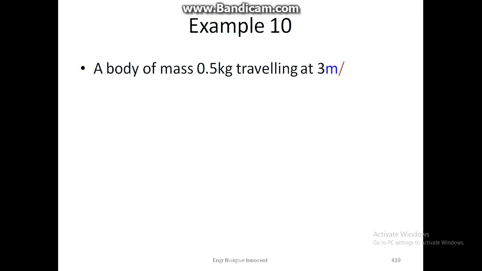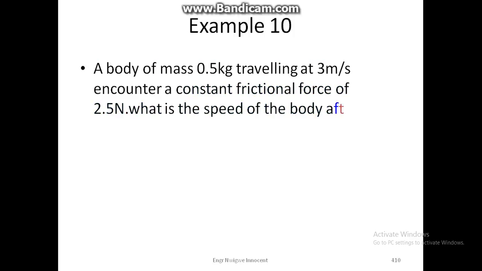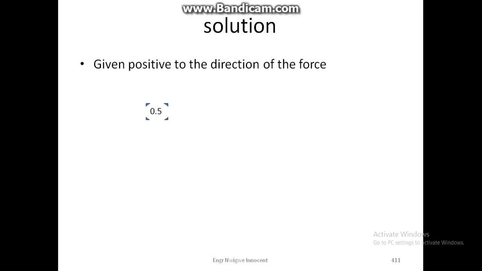Example 10. A body of mass 0.5 kg traveling at 3 meters per second encounters a constant frictional force of 2.5 Newton. What is the speed of the body after 2 seconds? Solution. Giving positive to the direction of force. A body of mass 0.5 kg having initial velocity of 3 meters per second, a force of 2.5 Newton is applied for 2 seconds. We are asked to get the final velocity.